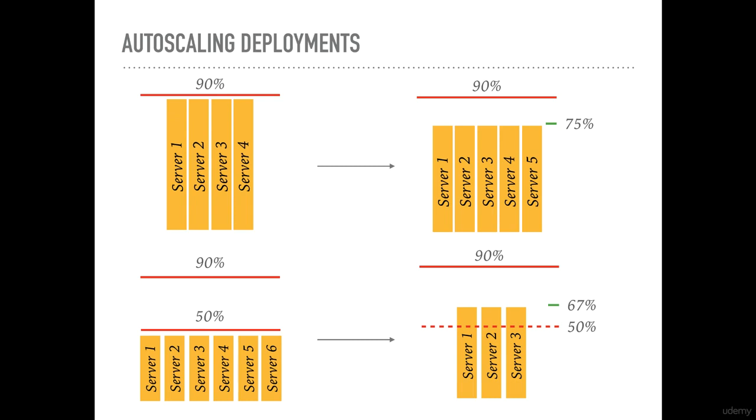So we want to stay somewhere between 90% and 50%, and we can specify the auto scaling group, which will do this for us without requiring our input.